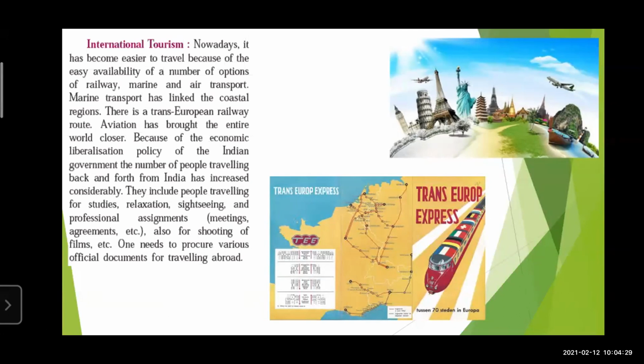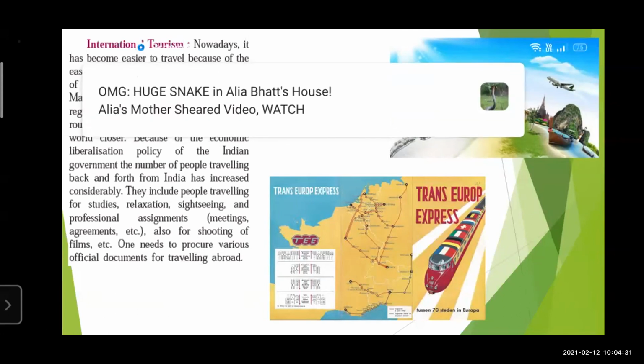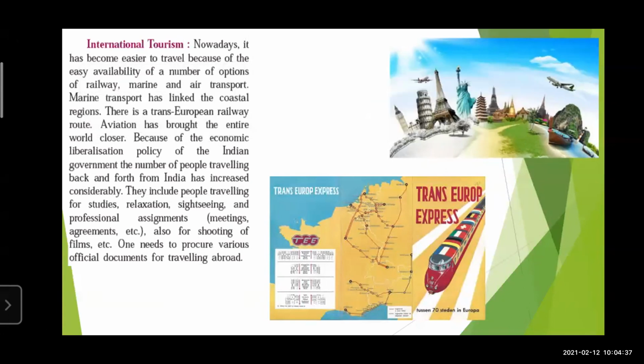When it comes to air transport, various flights are available. And then marine, it will travel through sea or ocean, ships or watercraft, or railway. Now, marine transport has linked the coastal regions, okay, the land near the coast. There is a trans-European railway route. It's located in Europe, okay, and it gives access to regional and local rail networks.